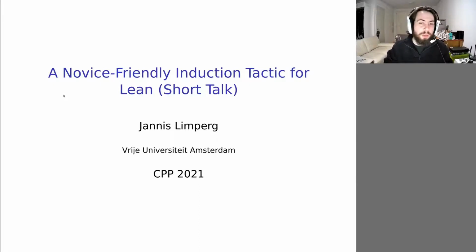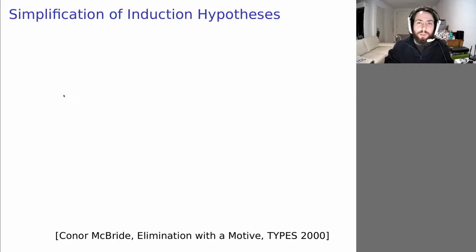And so I set out to implement a better, more user-friendly induction tactic, and much of this was just getting up to speed with the state of the art, in particular Coq-dependent induction. But I noticed that that tactic also has a couple of usability issues, and addressing those is what this talk is about. I will be talking about three things in particular, starting with the simplification of induction hypotheses.